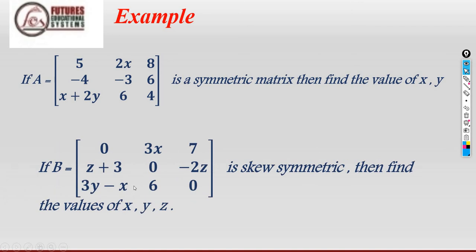And let's solve this example. Since the matrix is a skew symmetric matrix, therefore negative 2z equals -6. Divided both sides by -2, therefore z equals 3.